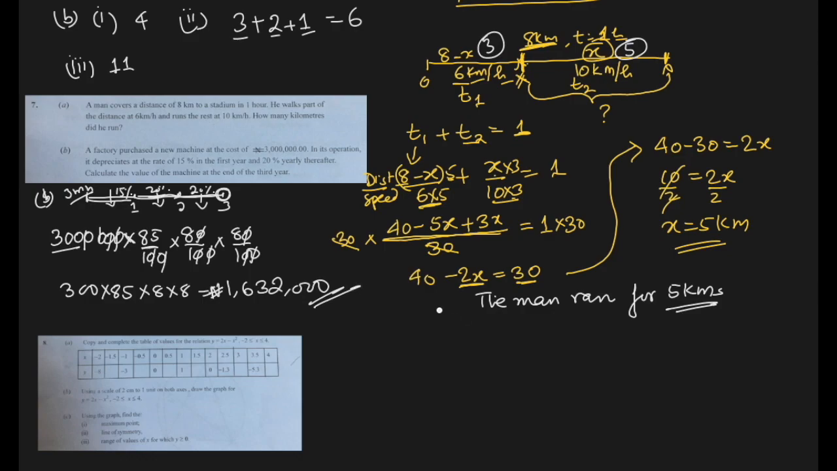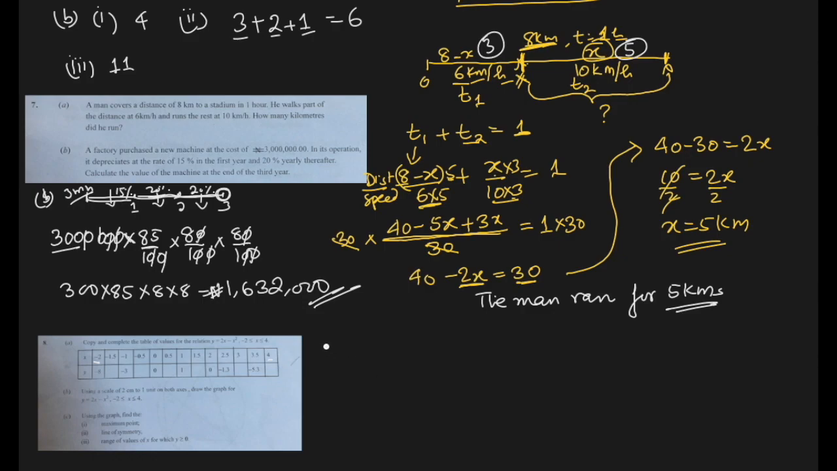Okay. Next, question number 8. Copy and complete the table of values for the relation y equal to 2x minus x square from -2 to 4. Okay. So we can use our calculators to do that. Let me tell you how to do this. Okay, this first one, and then I will cut off the video and I'll complete the whole table by that method only.